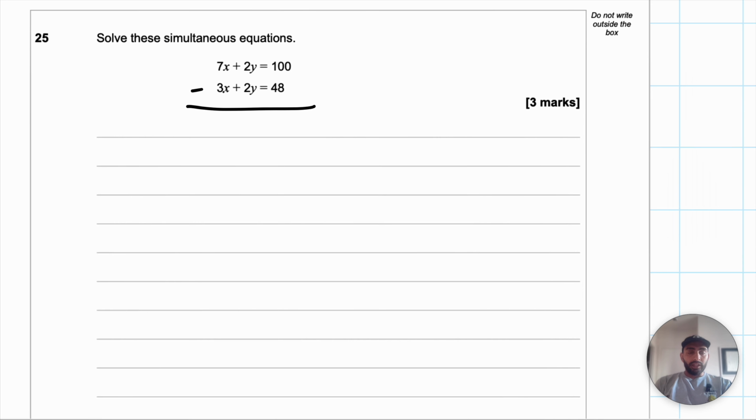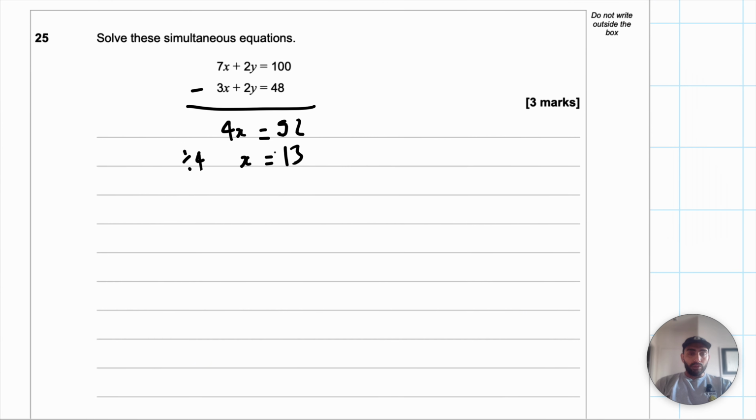So I'm going to take this equation away from this equation. So I'm doing all of the bottom, I'm taking it away from all of the top. 7x take away 3x gives me 4x, and 2y take away 2y would cancel out. That leaves me with 100 take away 48, which is 52. X is being multiplied by 4, so I divide by 4. Just need to half it twice. Half of 52 is 26, half of 26 is 13. So we know what x is, it's 13.